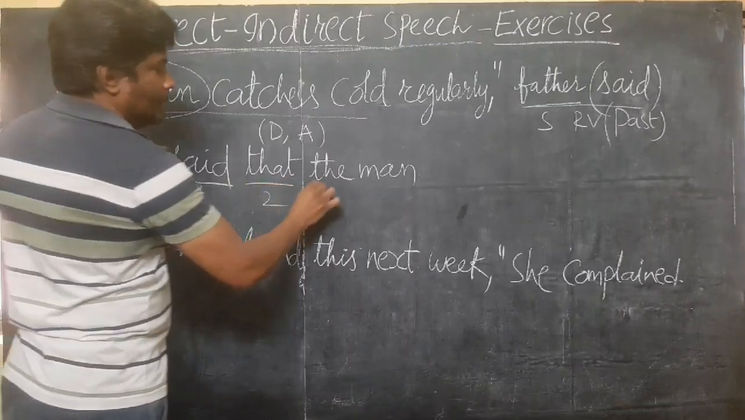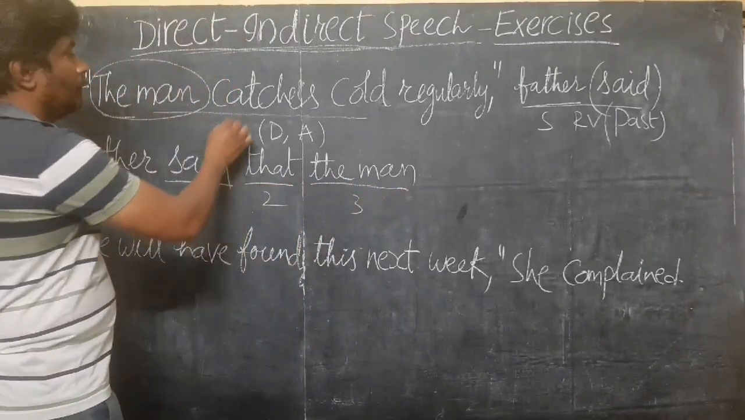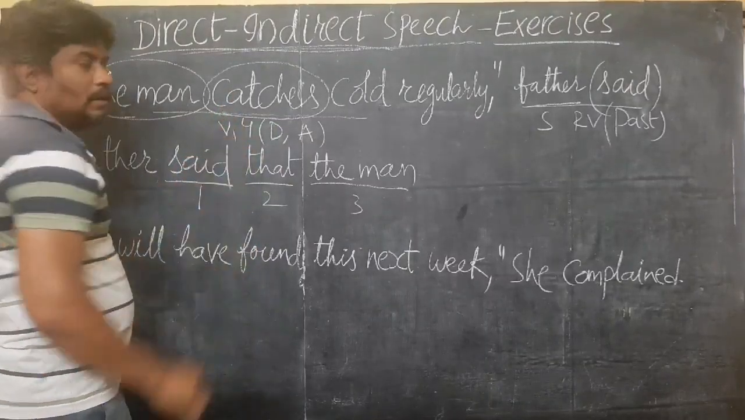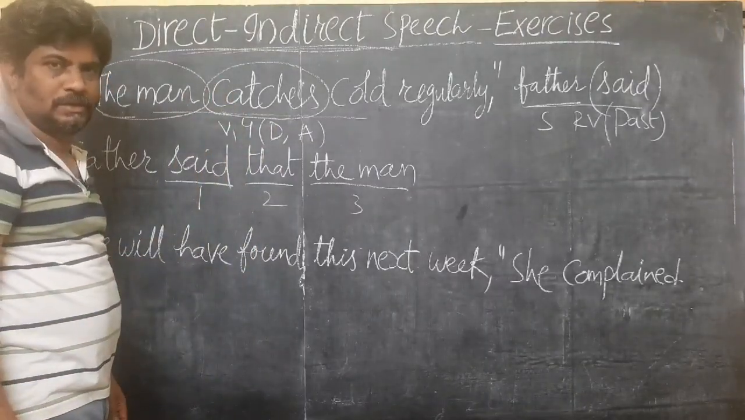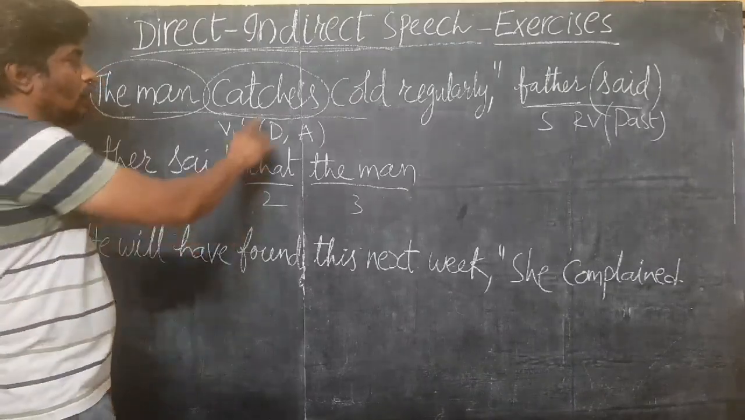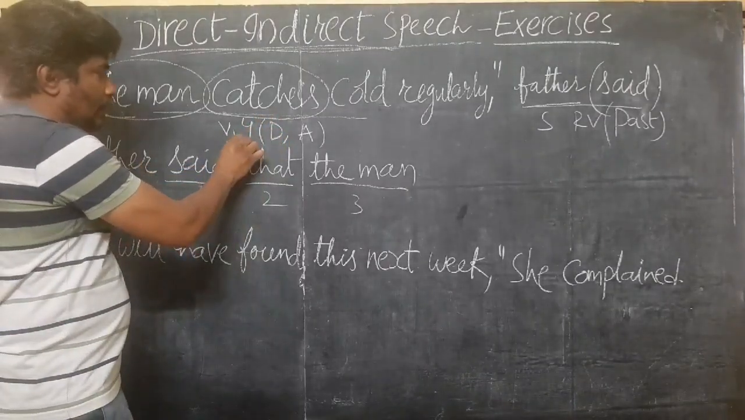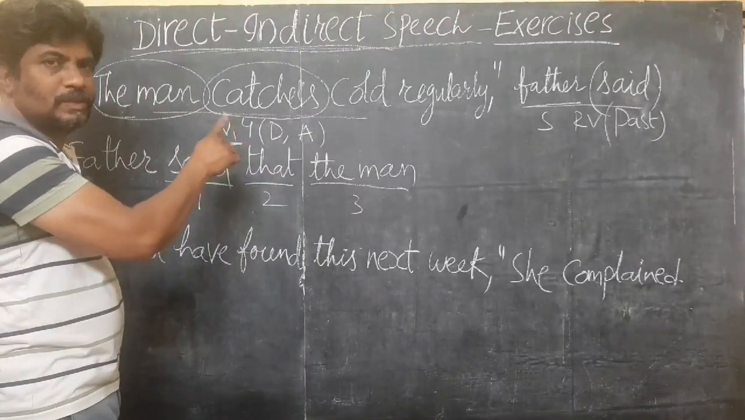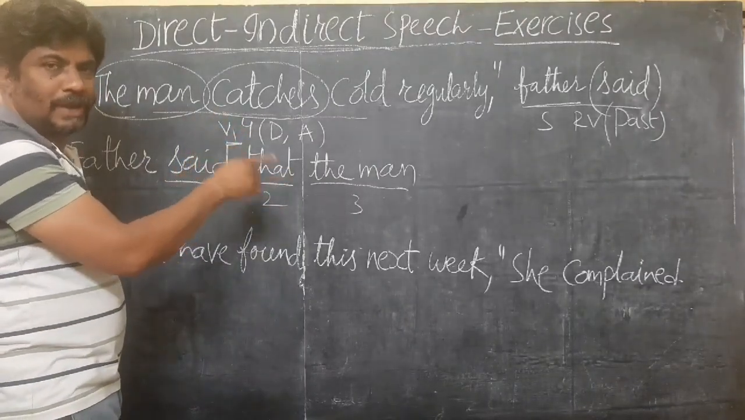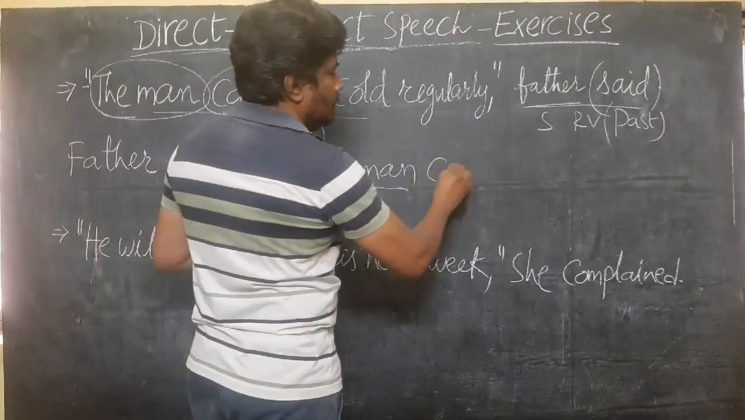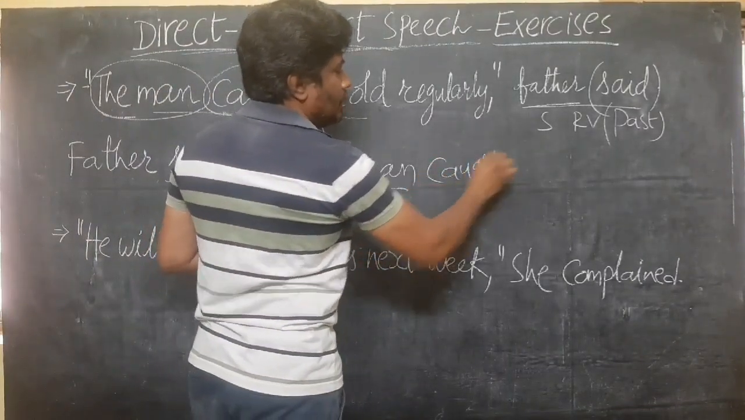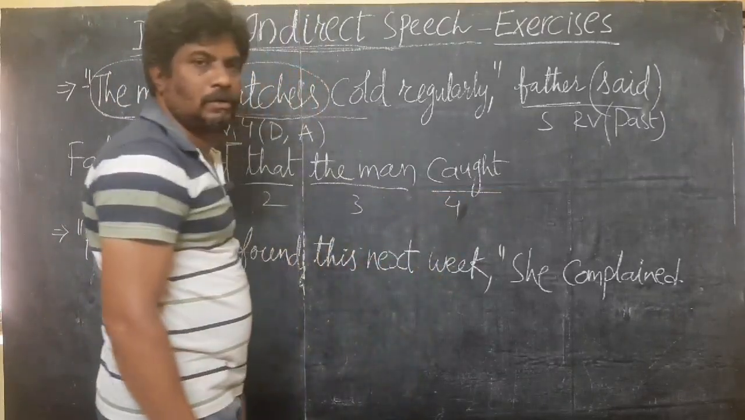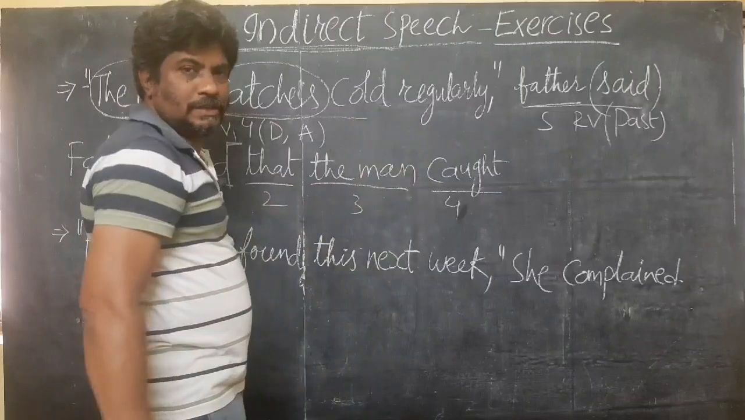First, second, third, fourth verb. Catch is V1. There are no helping verbs in this case, only the main verb. This V1 changes to V2. Catch is the V1 form and this V1 form changes to V2. The V2 form of catch is caught, C-A-U-G-H-T. Caught. Fourth change over. There are no further changes.